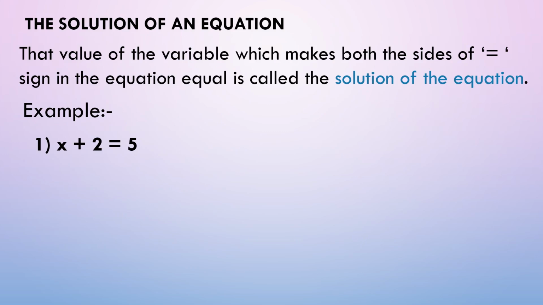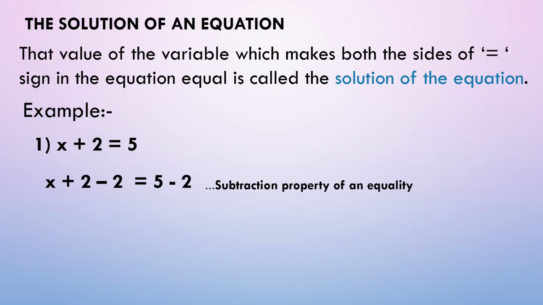Now what is the solution of an equation? That value of the variable which makes both sides equal in the equation is called the solution of the equation. For example, x plus 2 is equal to 5. Here x is a variable and you have to find the value of x. So you have to remove this plus 2. So what will you do here? Both sides you will subtract 2.